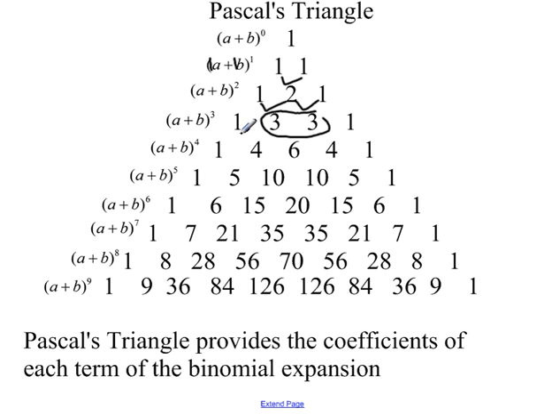And that repeats. Look here, 1 plus 3, that gives us 4. 3 plus 3, that gives us 6. 3 plus 1, that gives us 4.